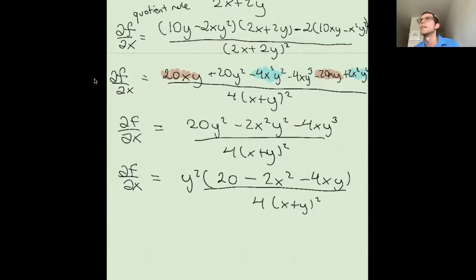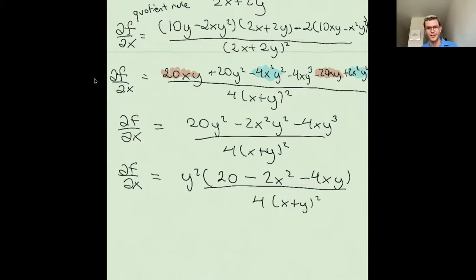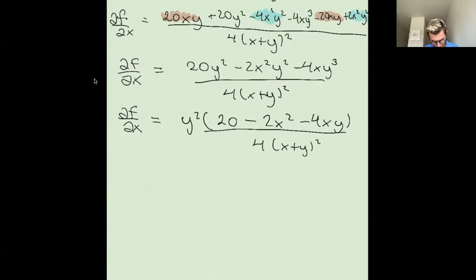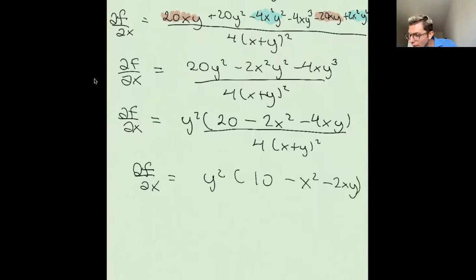Actually, the whole point of this example is that you don't want to do this. This is why we're going to do a second method, but it's sort of like you feel the pain so that you know that this is not what we're going to do in general. So you get y squared over 2 times 10 minus x squared minus 2xy over 2x plus y squared.